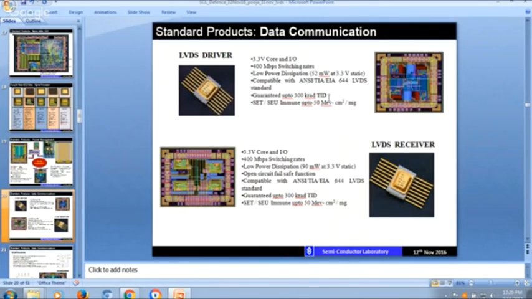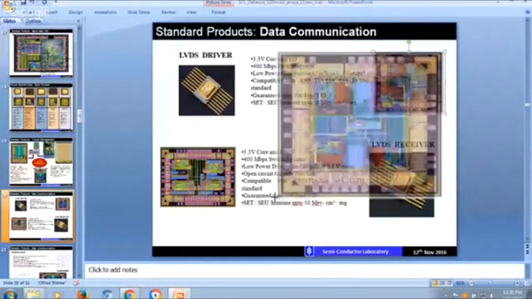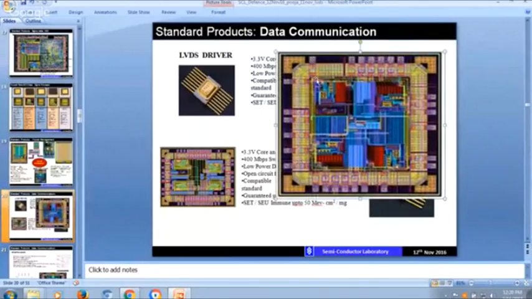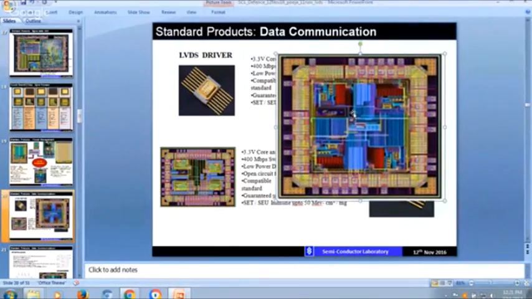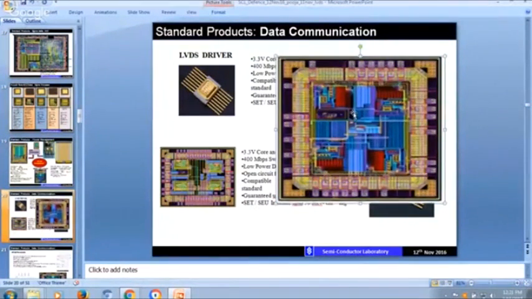Similarly, this is an LVDS driver. It's a quad. If I increase this, there are 4 segments, 4 LVDS put in one chip. This is 1, this is 2, this is 3, this is 4. You are seeing it is more or less symmetric, and all these 4 LVDS are placed so that there is no interference among these 4 blocks.